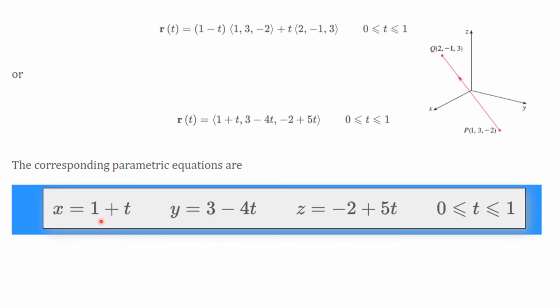And the parametric equation is going to be given by just the components of that. And the way we arrived at this is we simplified this expression to get that. So those are the corresponding parametric equations. And here is a picture of that line. Notice that it starts at this one because that's what we get when t is equal to 0 and goes to this one when t is equal to 1.